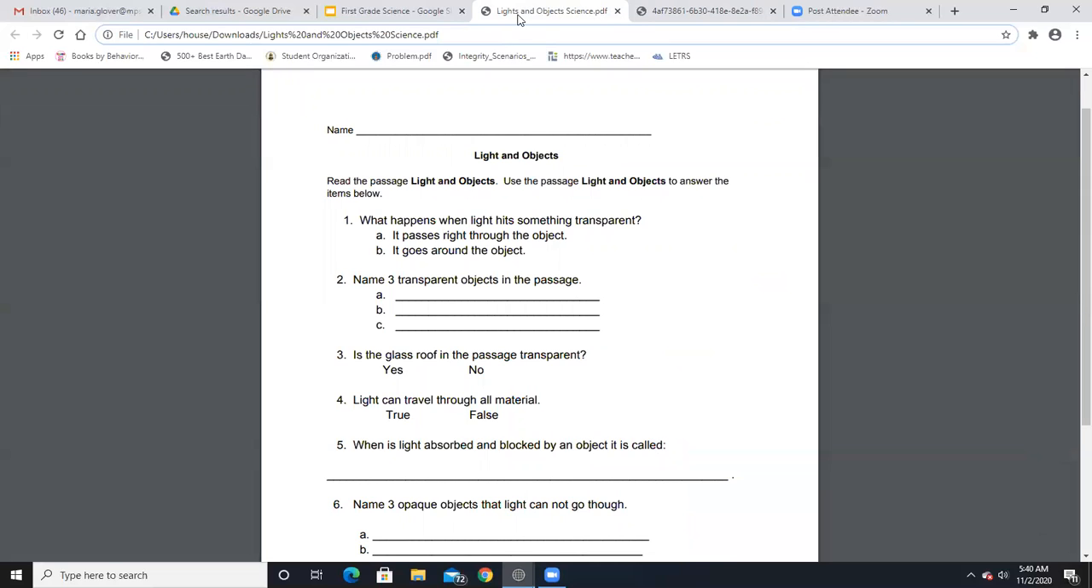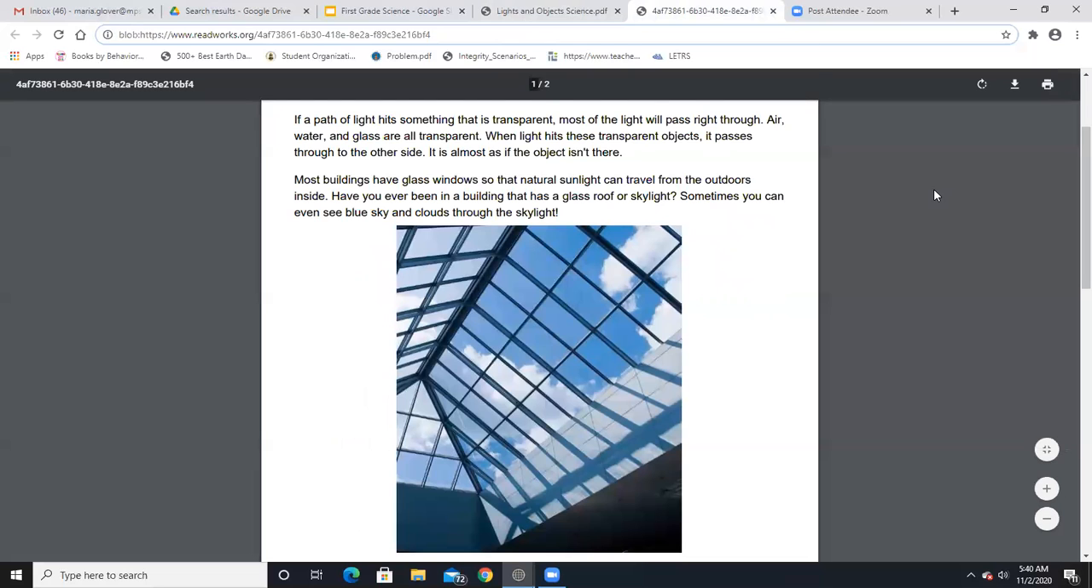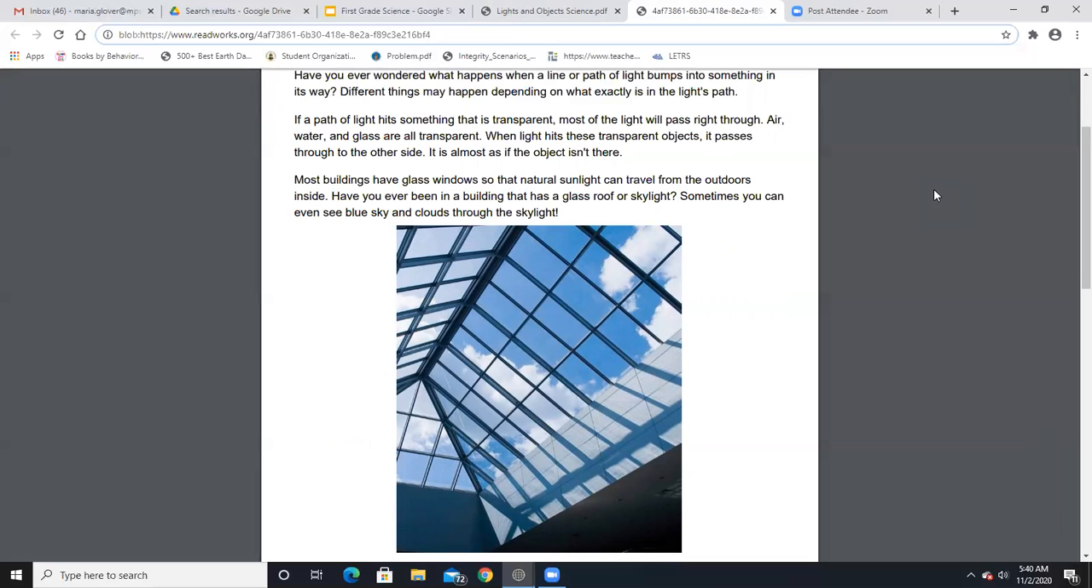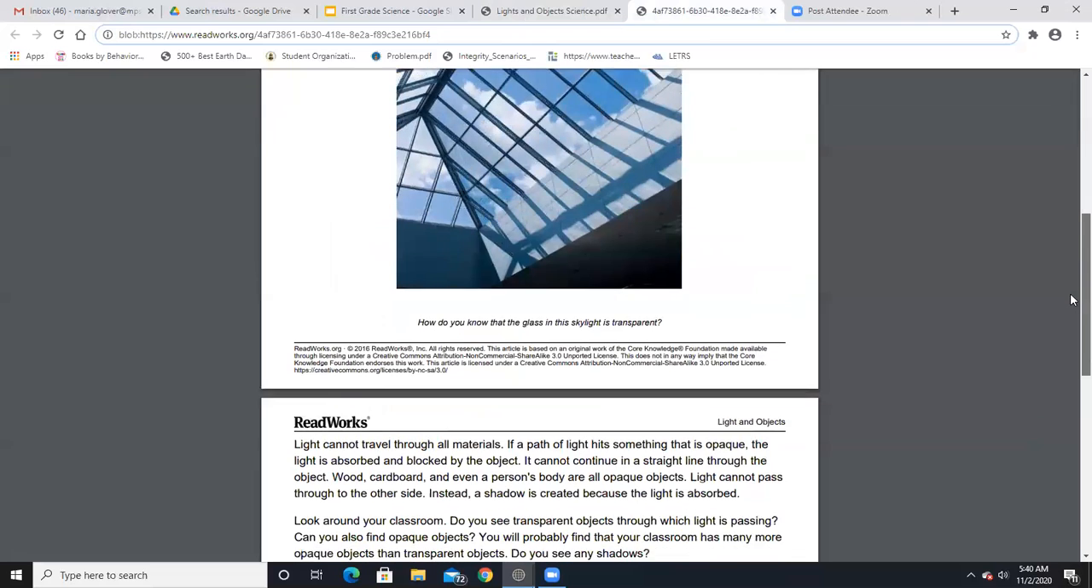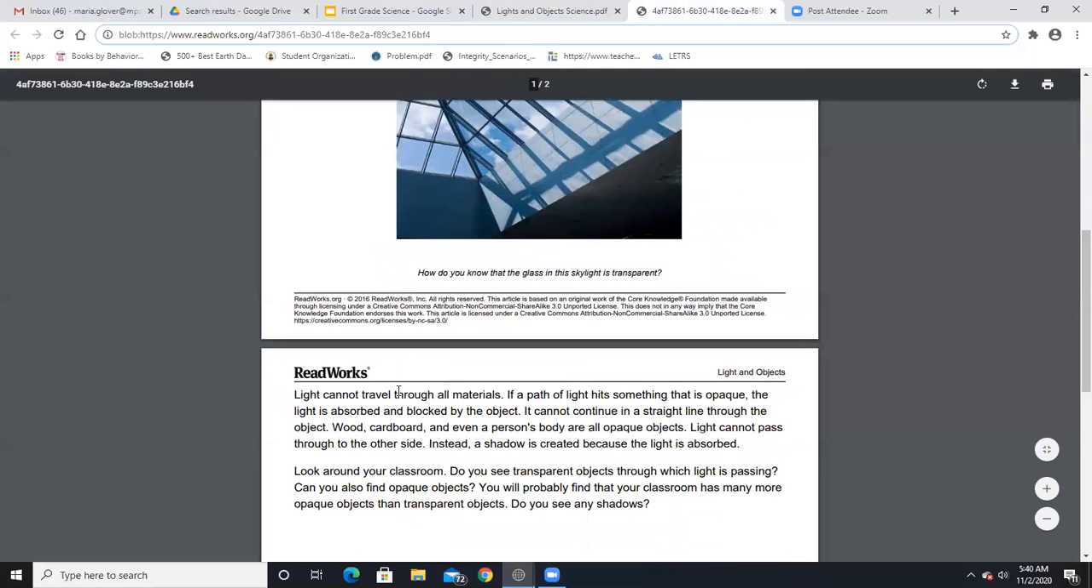Light can travel through all material. Is that true or false? Can light travel through you? When is light absorbed and blocked by an object? So what is it called when light is absorbed through the object? Let's see. Light cannot travel through all materials. If a path of light hits something that is opaque, the light is absorbed and blocked by the object. So what word is it?